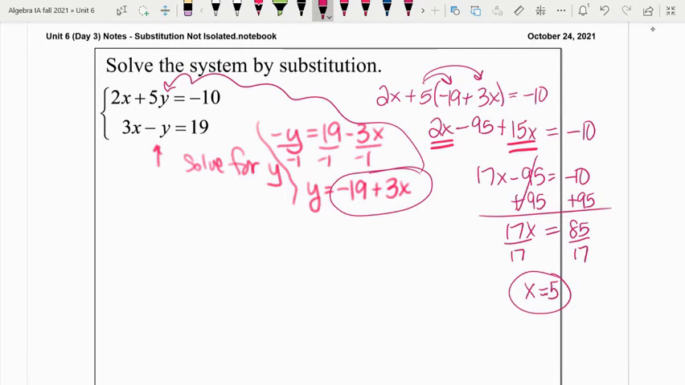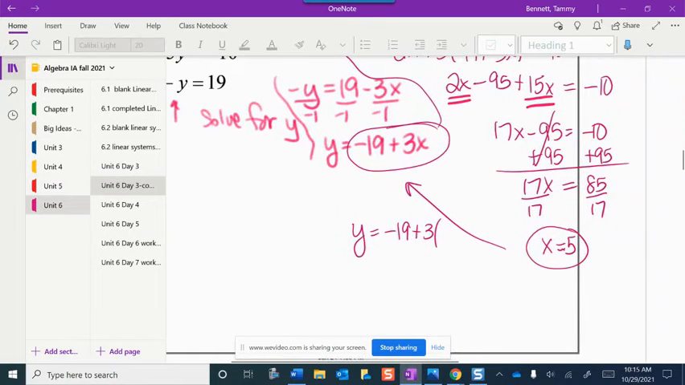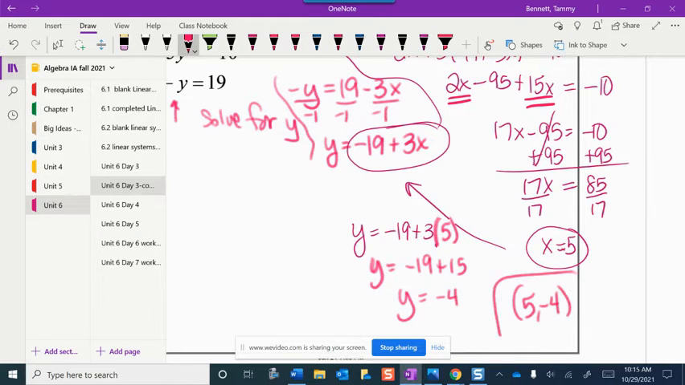And I know y is negative 19 plus 3x, so negative 19 plus 3 times 5. All right, we're going to wrap up these notes. So I'm substituting in that 5 for the x. Put that 5 there. So 3 times a 5 here. So y will be negative 19 plus 15. So y equals negative 4. So my answer is 5 comma negative 4.